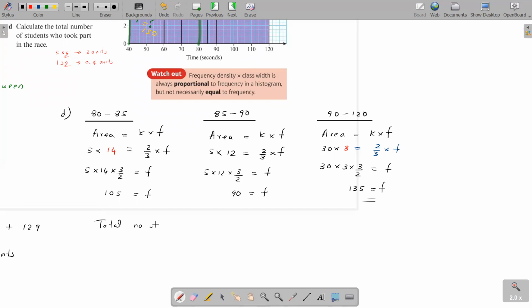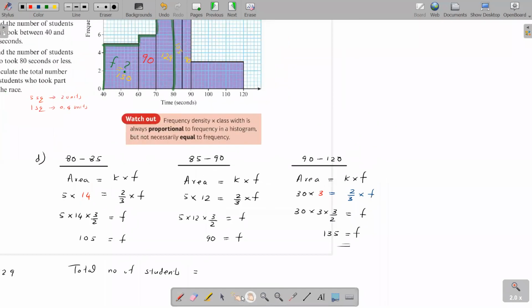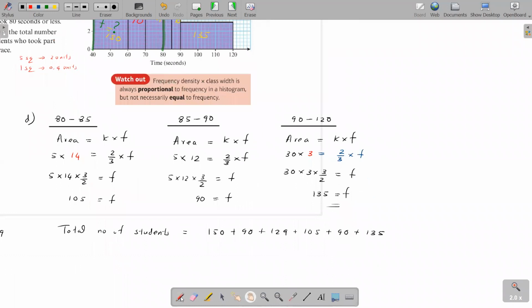So total number of students equals, just add all the students in all the bars. 150 plus 90 plus 120, I'm adding all the frequencies. 150, 90, 120, 105, 90, and the last bar is 135, right? Which is 699. So that's the total number of students. So 699 students took part in the race in total. Okay, so that's the answer.